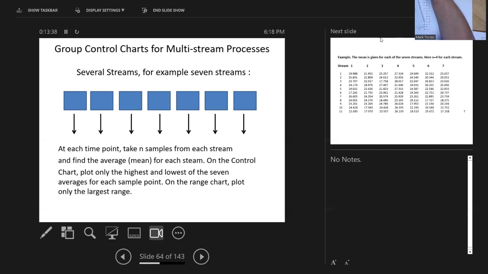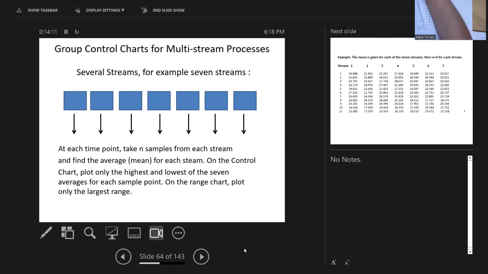And so you want to monitor the process, see how things are working out. So at each time step, you take so many samples from each stream. Like it says here, find the N samples from each stream and find the average of each stream. And on the control chart, you only plot the highest and the lowest of the averages for each sample. And on the range chart, you only plot the largest range.